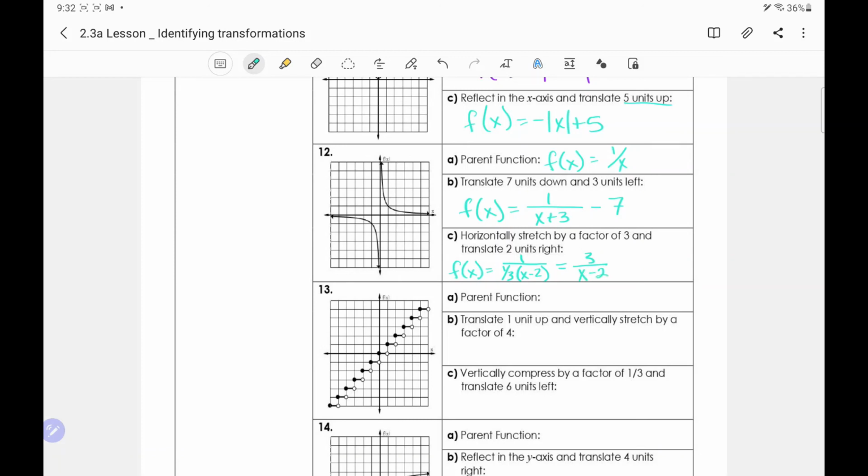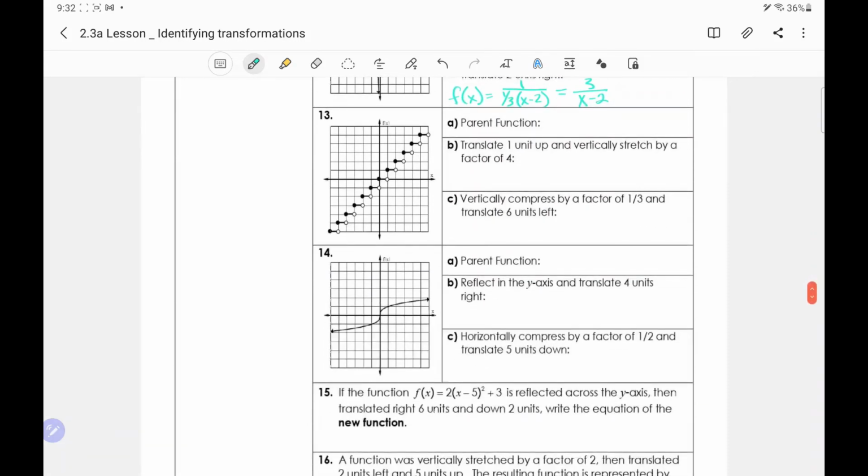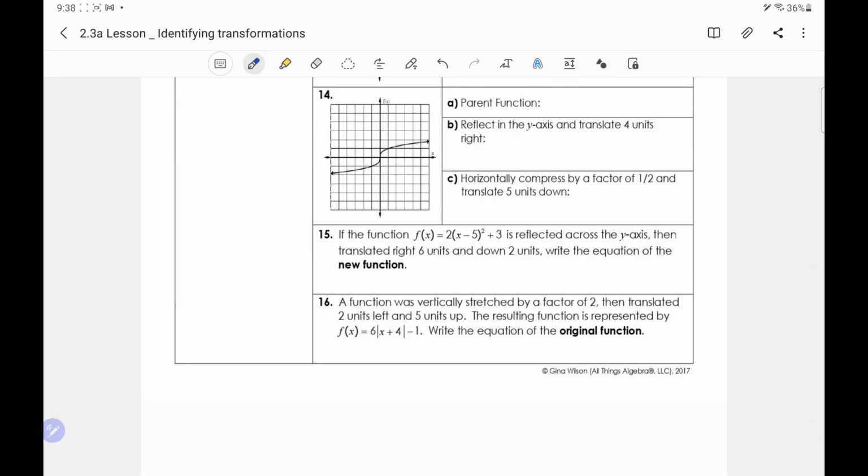Okay? So again, I don't want to do every single problem for you. I want you to think it through on your own. So go ahead and try 13, 14. Okay, 15 and 16 are some challenge problems for you. I will let you think through those on your own and see what you get, and then you can check on the answer key.